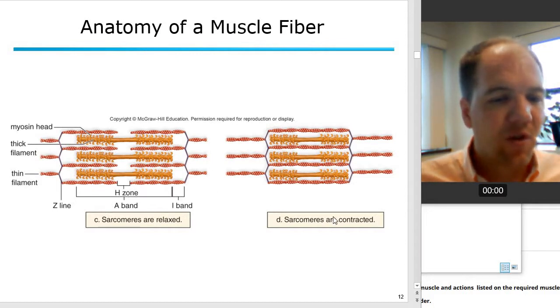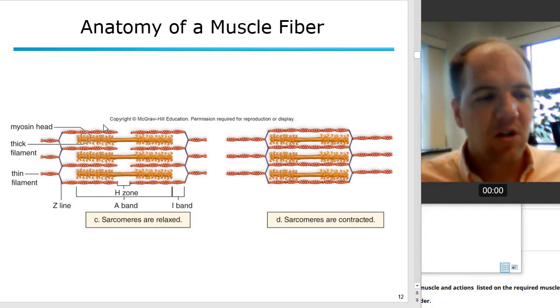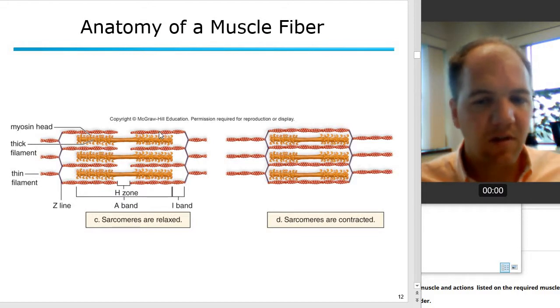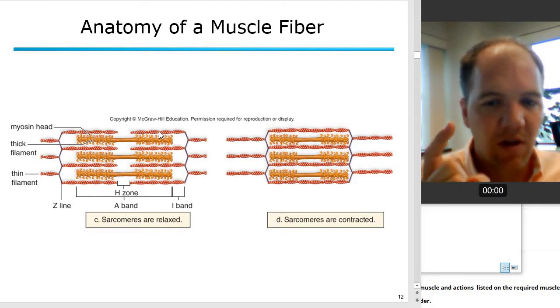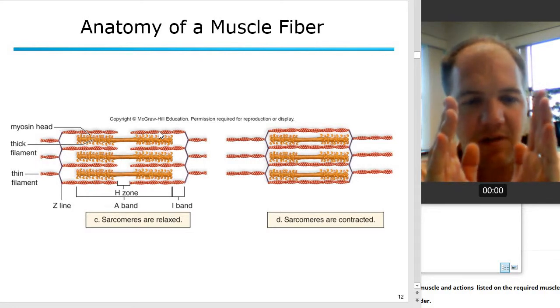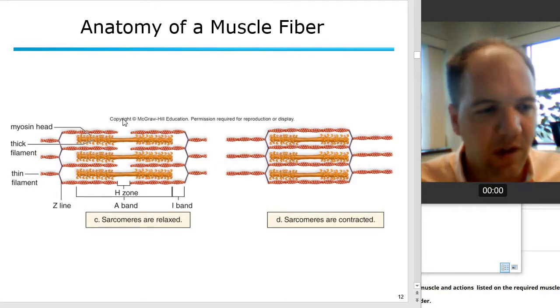Now, when our muscles contract, what is happening is these little myosin heads are attaching to the actin, and they're pulling the actin closer to each other. So see, the space as it contracts is going to disappear. All of these spaces are going to disappear. Again, the myosin heads attach to the actin, and they have a little pulling motion, and those two Z lines come closer together as the myosin pulls the actin closer together.